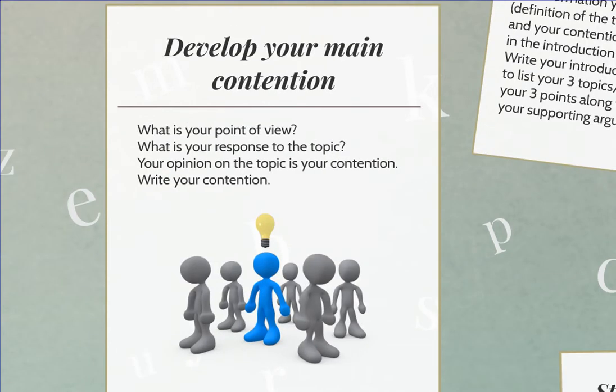Okay, so the next thing, once you've answered those, you have to understand what the question's asking you. Once you answer that, we want to work out your main contention or your main argument for the whole essay. So what is your point of view? What is your response to the topic? Your opinion on the topic is your contention. So write your contention. Now, the question obviously is asking us what is Orwell's political statement. So you're now discussing Orwell's political statement, what you think it is. So that'd become your point of view.